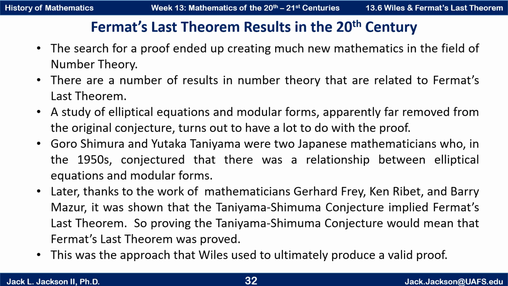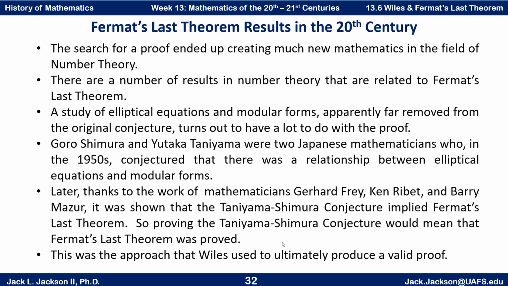Later, thanks to the work of mathematicians Gerhard Frey, Ken Ribet, and Barry Mazur, it was shown that the Taniyama-Shimura conjecture implied Fermat's last theorem. So if they could prove the Taniyama-Shimura conjecture, that would mean that Fermat's last theorem was proved. And this was the approach that Andrew Wiles ultimately used to produce a valid proof.